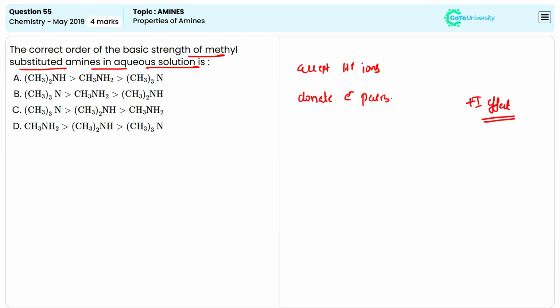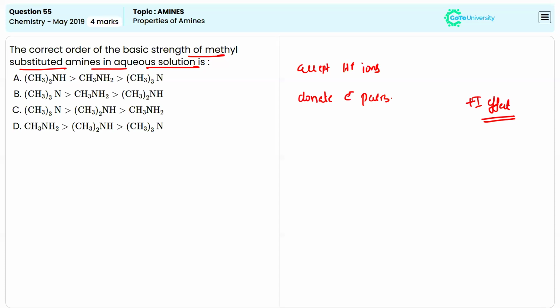So due to this plus I effect, secondary amines are highly basic in nature, because the alkyl groups present on the secondary amine increase the electron density on the nitrogen, so they can easily donate the electron pairs, or easily accept the H plus ions. You will be thinking, what is happening in a tertiary amine, because it contains three alkyl groups, right? We expect that the tertiary will be more basic than secondary or primary, but we have to consider other steric factors as well.